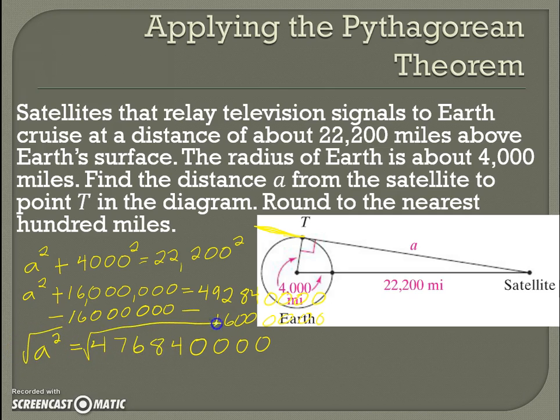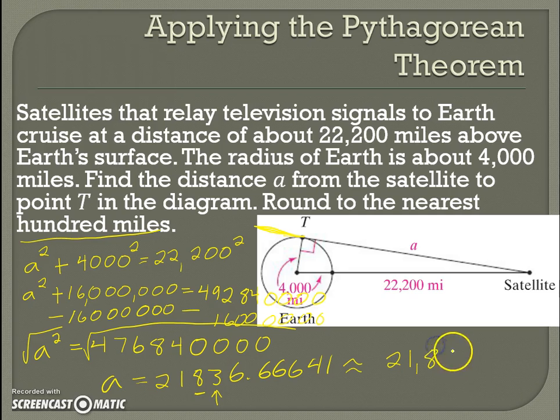This is where, I mean, I'm using a calculator right now, and you should too on this. So the square root of that value, a, the calculator gives me 21836.66641, but it says right here to round to the nearest 100 miles, which means I'm rounding to this place, so I've got to look at this one. So this is approximately 21,800 miles.